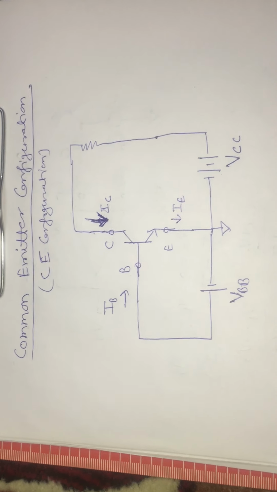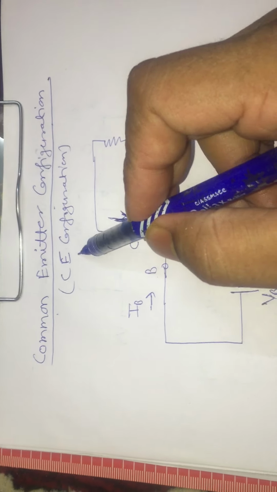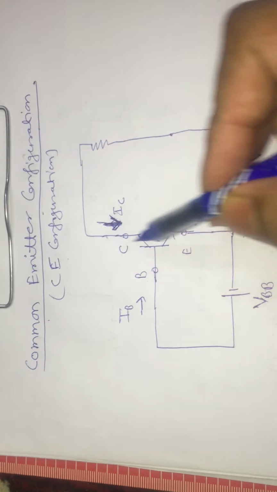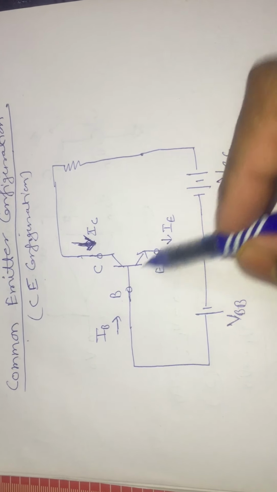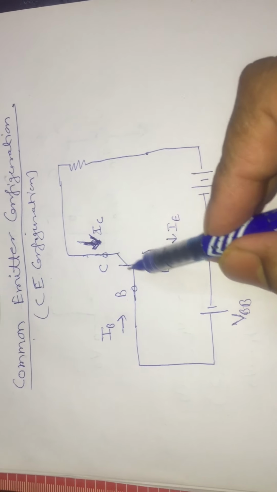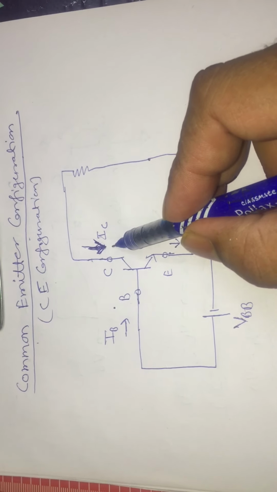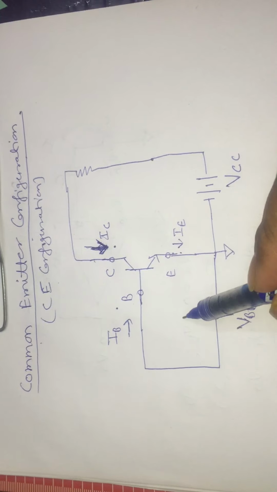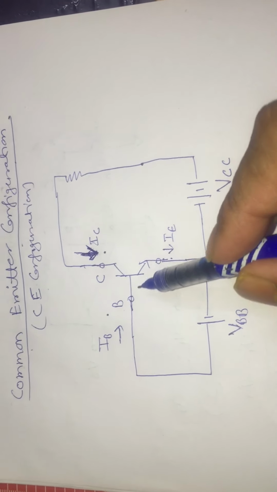Now, today's topic is common emitter configuration of BJT. Here this is an NPN transistor. We have three terminals: base, emitter, and collector, and we are giving input at the base and taking output at the collector. So, the emitter is common for input and output.